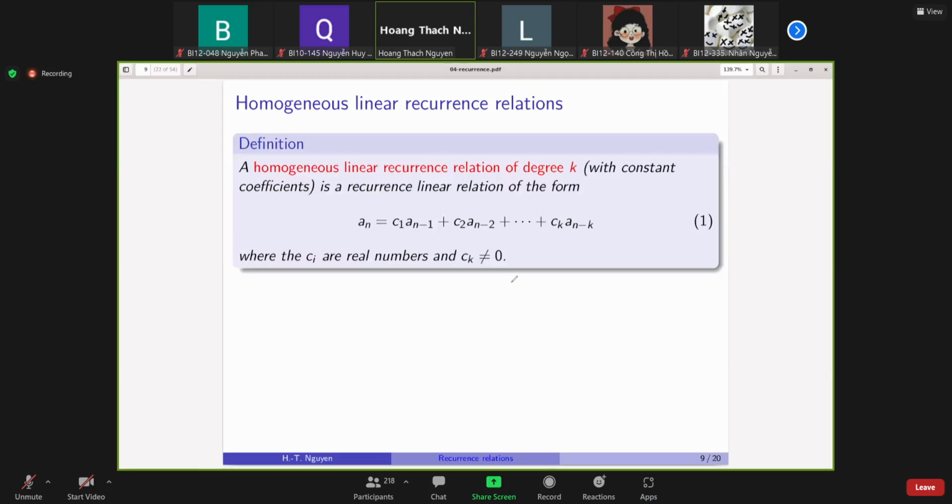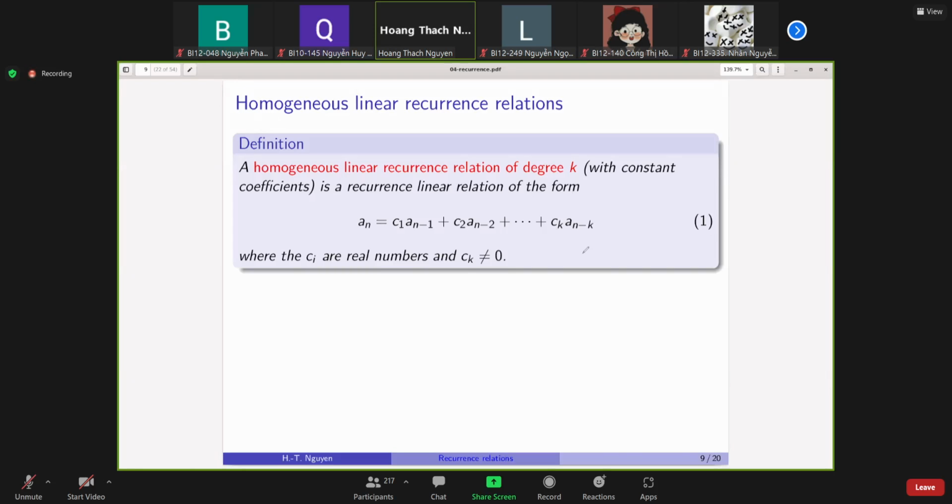So in general, we have a linear recurrence relation which is homogeneous, in the sense that it is expressed as an equation whose left-hand side is a n and whose right-hand side is a linear combination of the k terms preceding a n. And we say that this relation has degree k if we have to go back k terms.